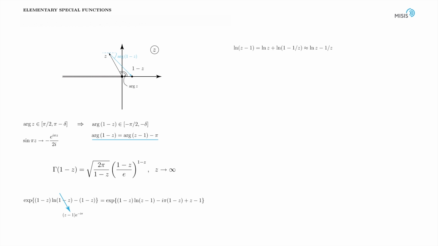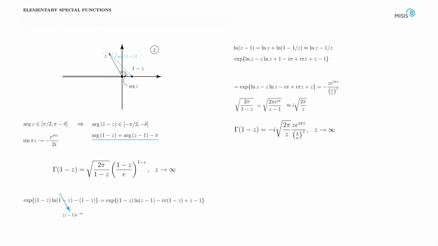Next, we expand the logarithm and plug the expansion into the log function. Cancelling the ones, we transform it back to the standard appearance. Next, we simplify the square root accordingly. First, we switch from 1 minus z to z minus 1, and then drop 1 in the denominator. Then we plug our exponential and the root into the expression for gamma of 1 minus z. And then we put it into the mirror relation.